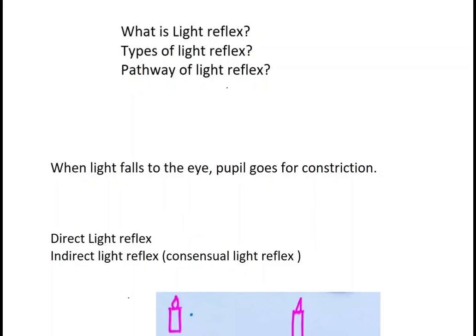So in this video, we'll see what is light reflex, what are the types of light reflex, and what is the pathway for light reflex. Okay, now, so what exactly is light reflex?